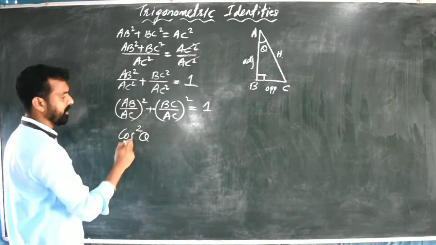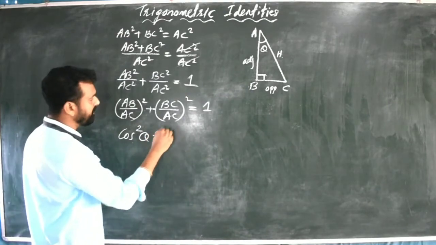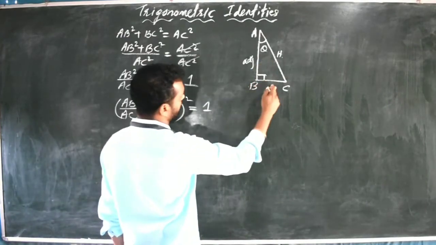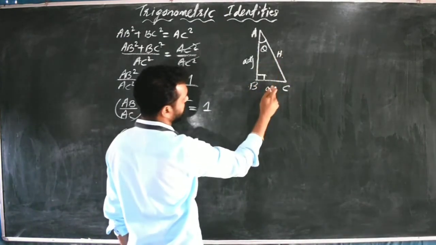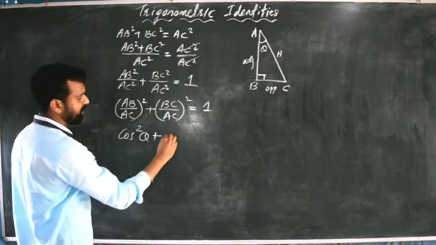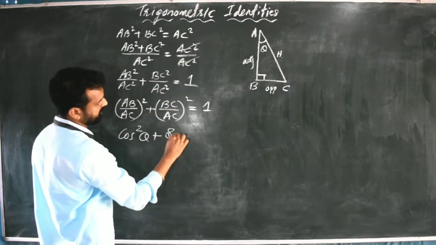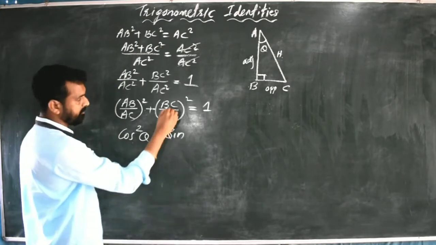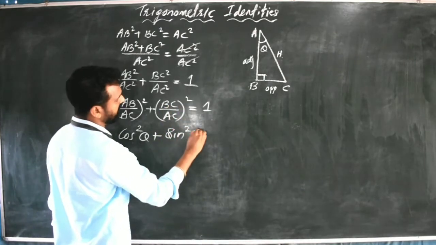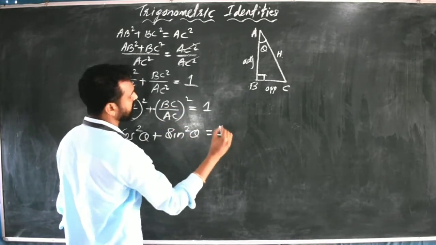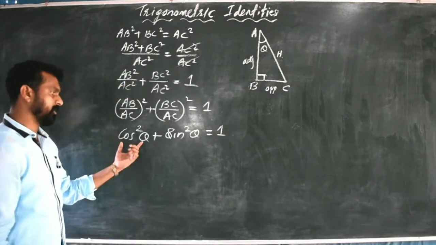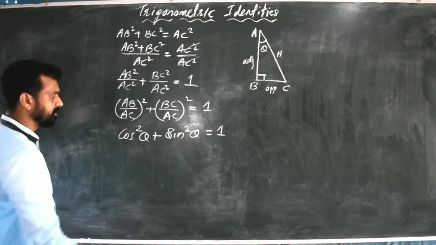AB by AC square is cos square theta, plus BC by AC. That is opposite side divided by hypotenuse. So which ratio is that? That is sine. And BC by AC square is there, so we will write sine square theta is equal to 1. So cos square theta plus sine square theta is equal to 1.